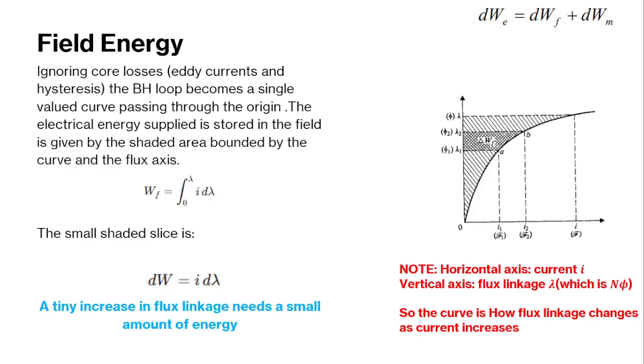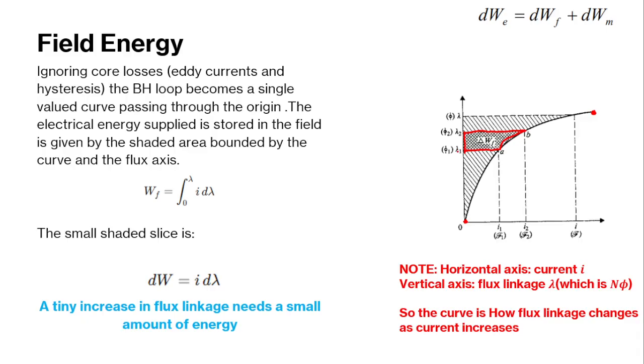So now we get into this stuff. If you ignore eddy currents or core losses and stuff, just to keep it simple, the BH curve becomes a single value curve passing through the region. The electrical energy supplied is stored in the field. So just like how we have a graph, if you go from point A to point B here, from the forces, this is basically the energy stored in the field.